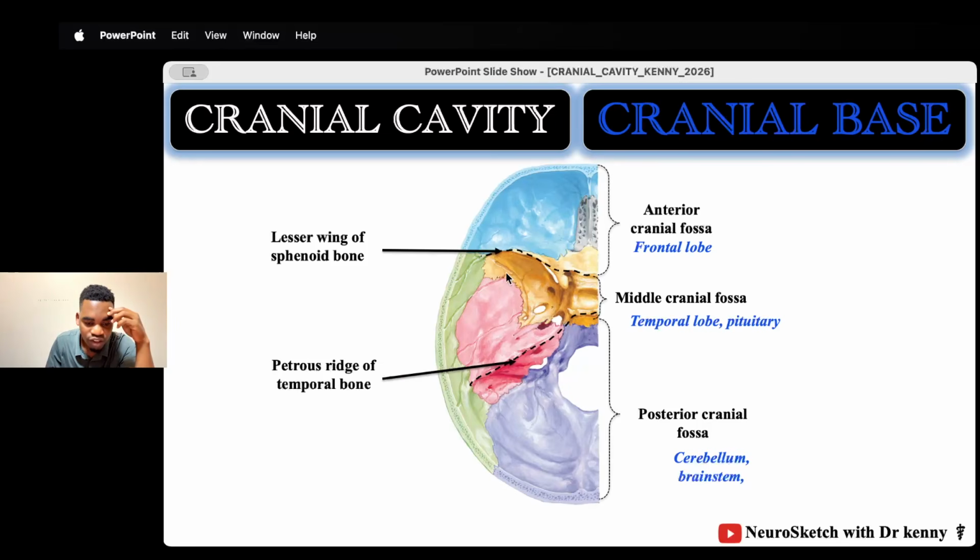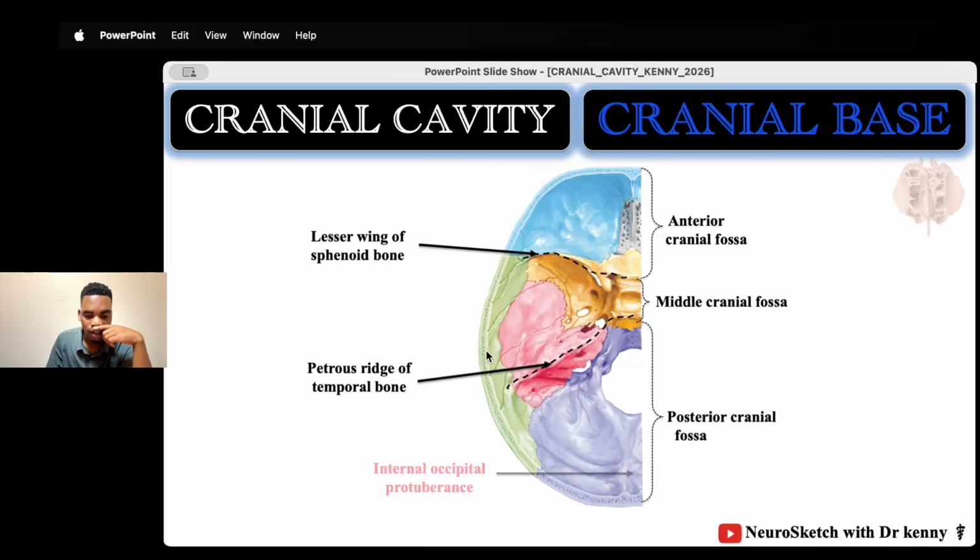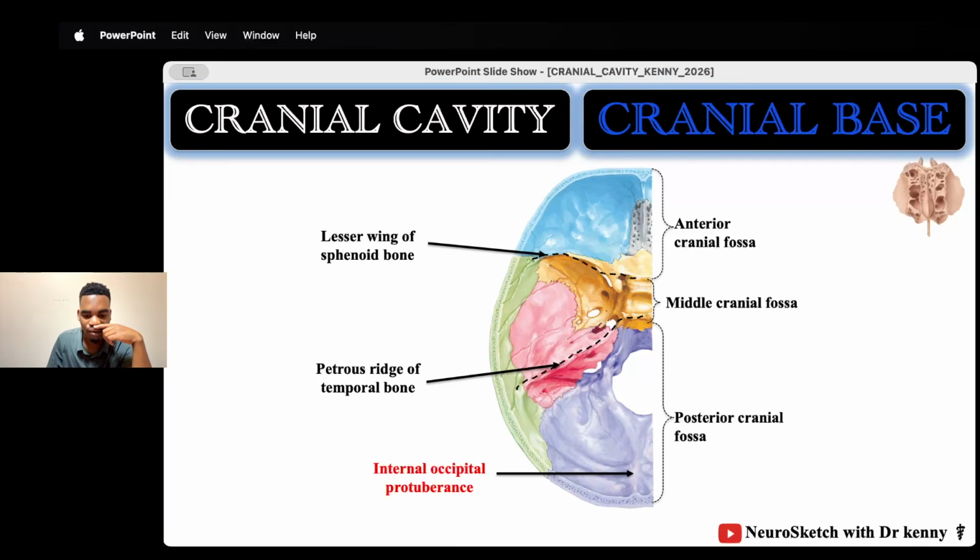Now, these impressions here are impressions for the branches of the middle meningeal artery. The branches of the middle meningeal artery pass here, and they leave those prints. Okay, one more time. We have the anterior cranial fossa, middle cranial fossa, and the posterior cranial fossa, and we have the separation: the wing and the petrous ridge.